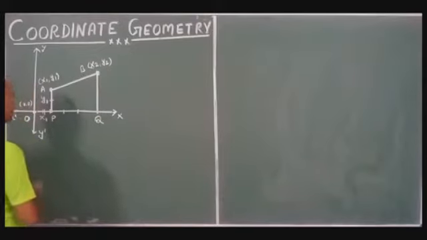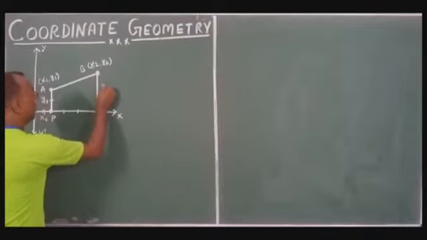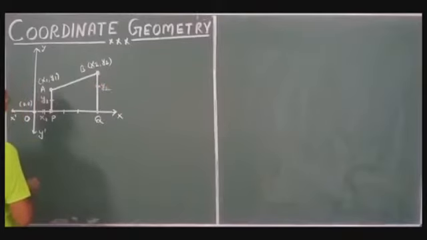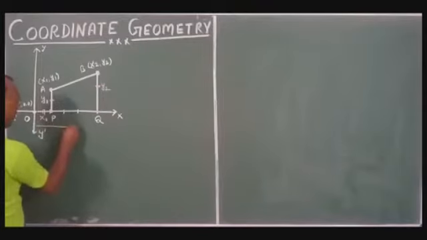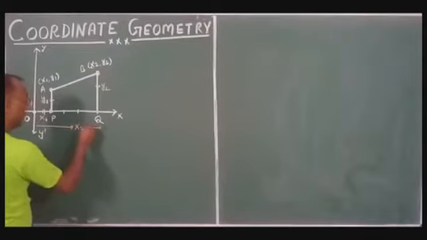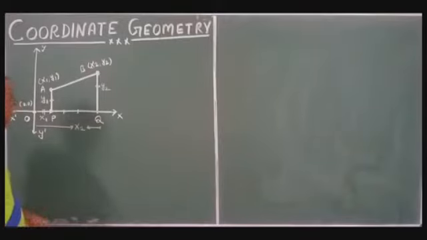So what will be the coordinate of this? It means this distance is y2, and which distance? This one, OQ. The distance OQ is x2. If distance OQ is x2 and QB is y2, then the coordinate of this point will be x2, y2. Okay.